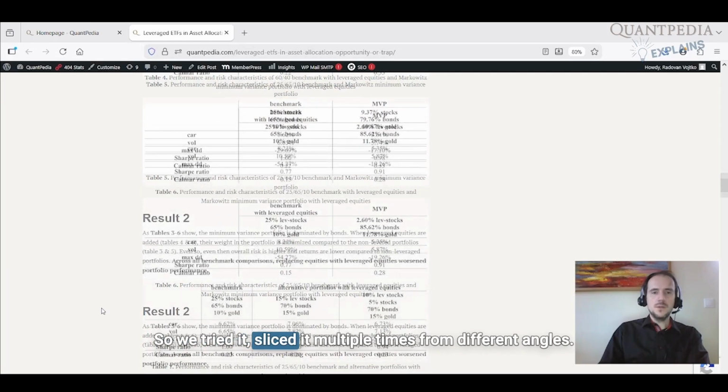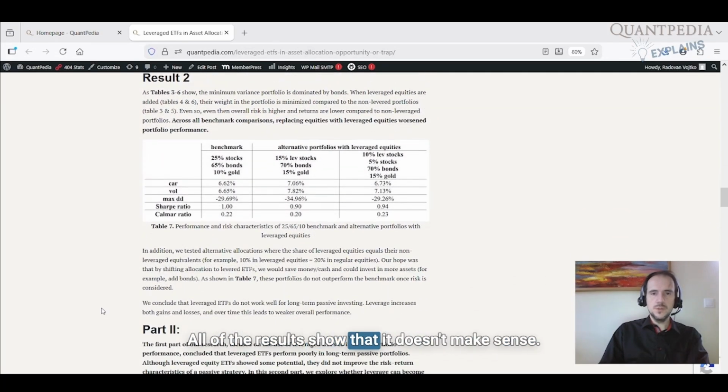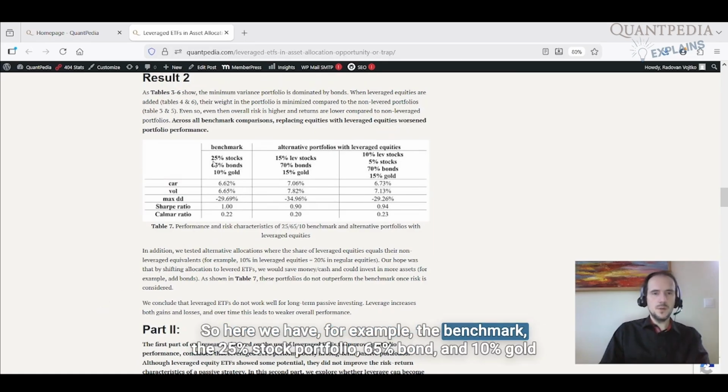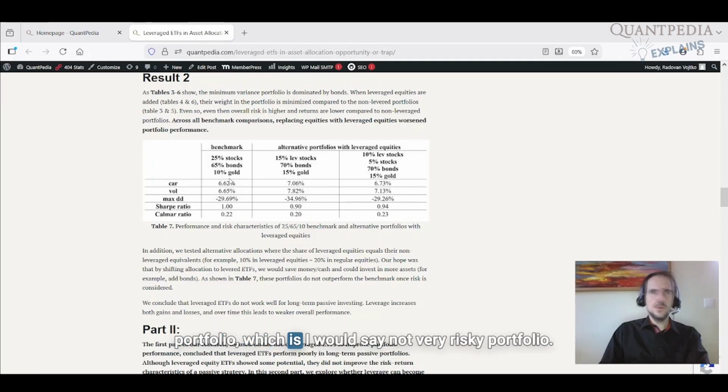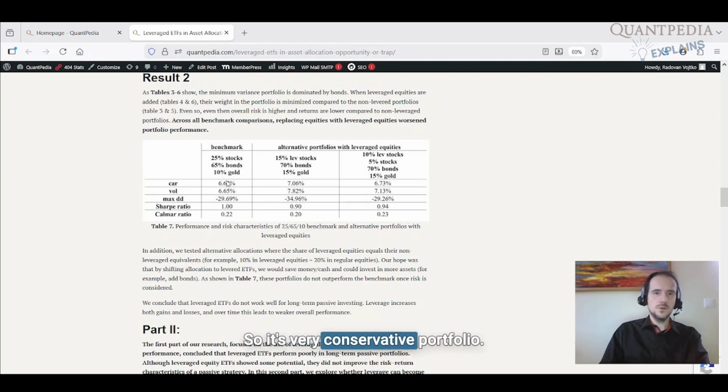So we tried it, sliced it multiple times from different angles. All of the results show that it doesn't make sense. I will give you just one example. So here we have, for example, the benchmark, the 25% stock, 65% bond and 10% gold portfolio, which is, I would say, not a very risky portfolio. It's actually very conservative because you have just 25% in the stocks, a lot in the bonds and some gold. So it's a very conservative portfolio.